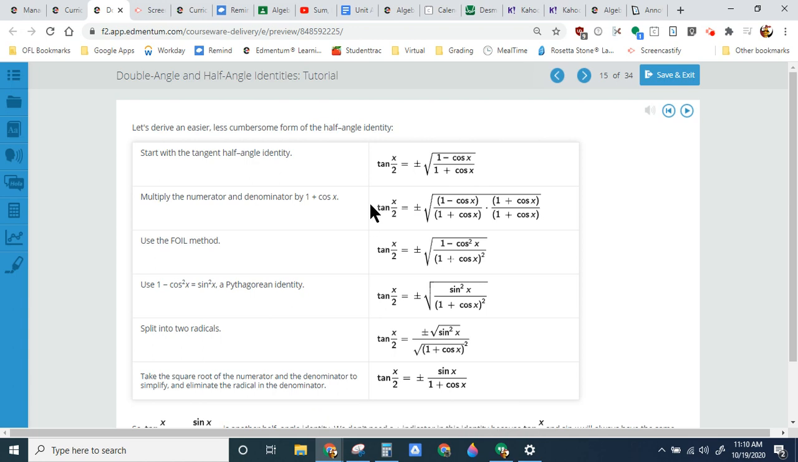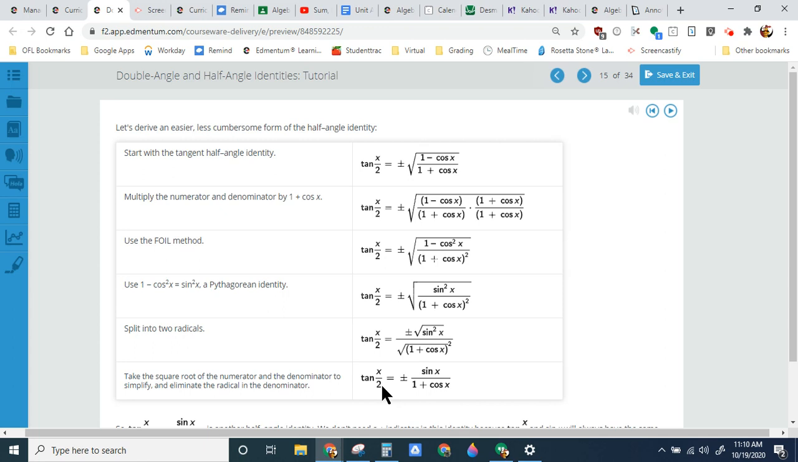All right, so just a quick review. We're going to be doing the half angle formula. So start with the half angle formula. We're going to derive the other way of doing the half angle formula.